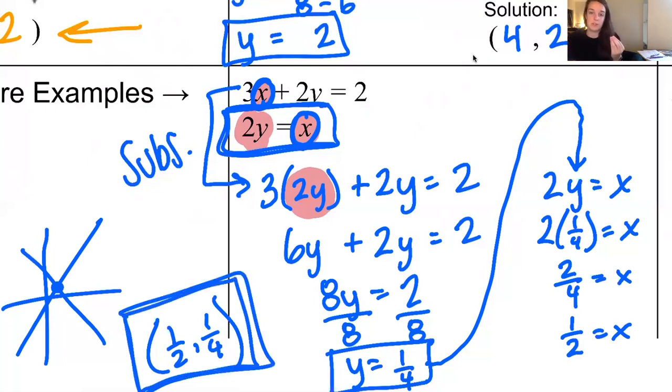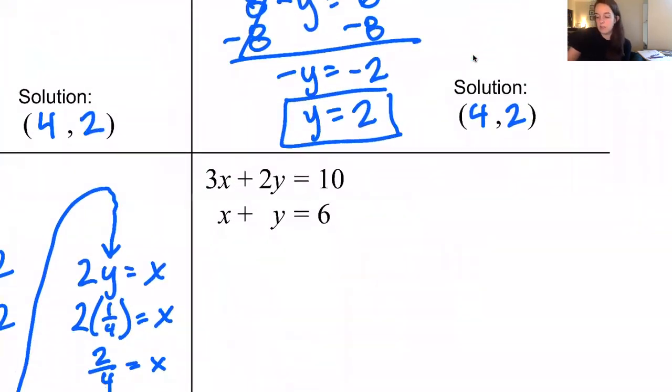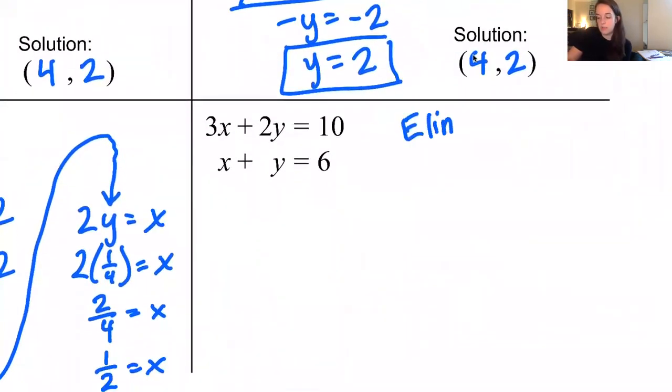So remember with substitution, we're getting one of the variables by itself. We're taking that variable and plugging it into the equation, right? The other method is elimination, and I choose to use elimination when it is set up in the standard form, or if it's easy to put them in standard form.